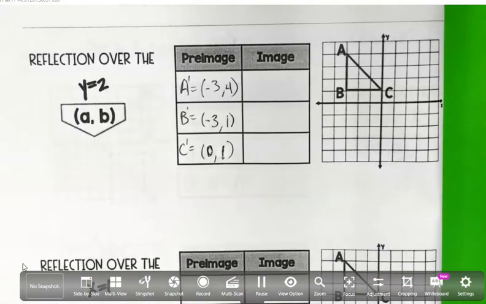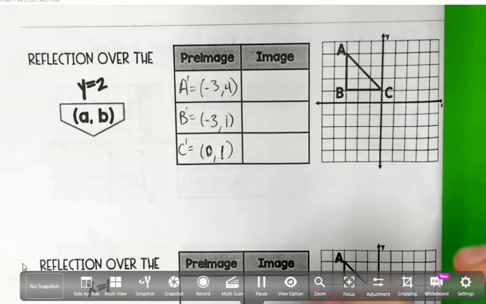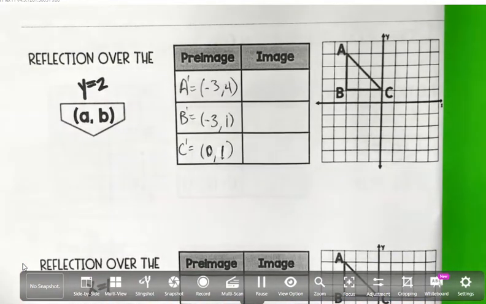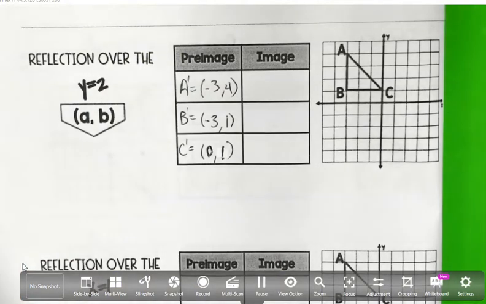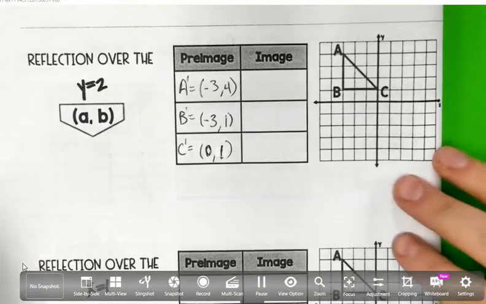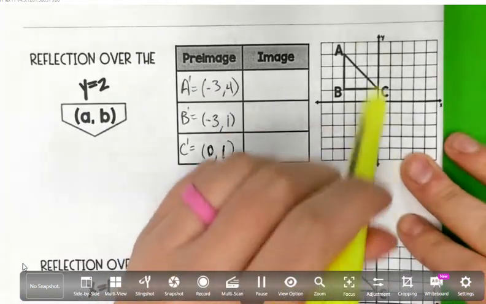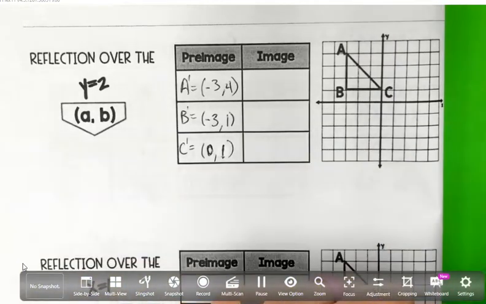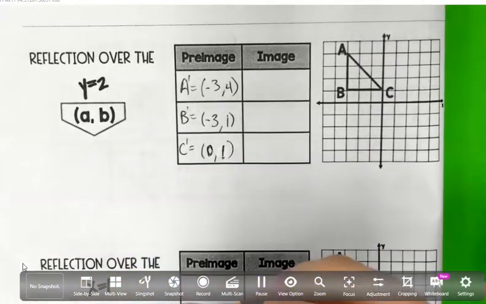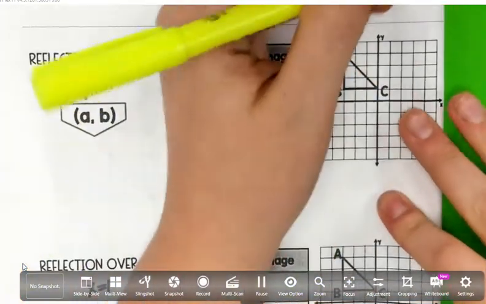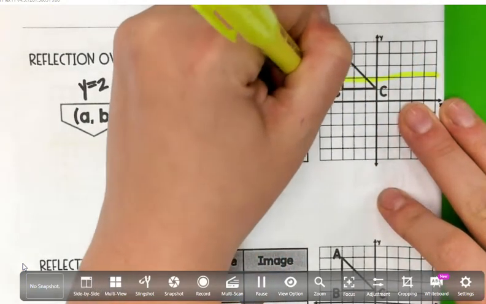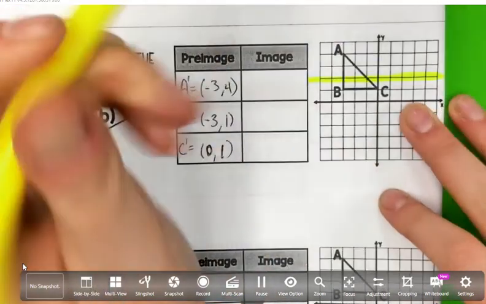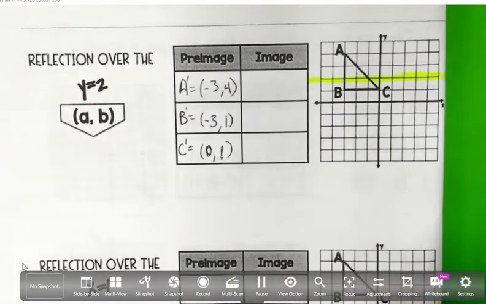Alright, I've got my points written, so go ahead and do that. Now what we are going to do is take this line and reflect over this line. So we must first remember what y equals 2 is. I know the y-axis is up and down, but if you have y equals 2, that means the only y value this line could ever exist on is 2. So it's going to be a horizontal line right there.